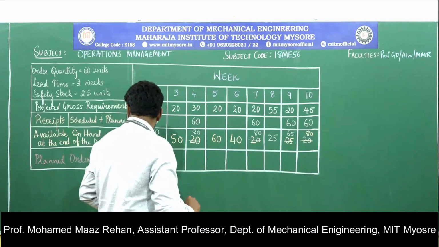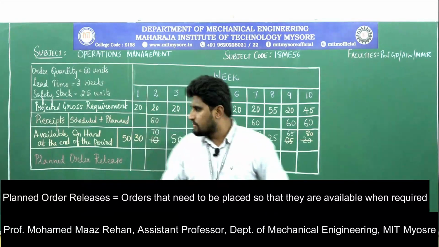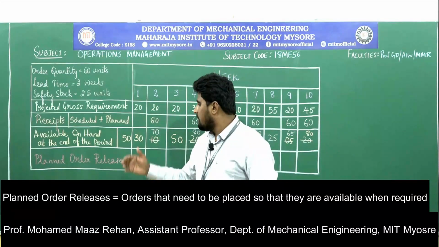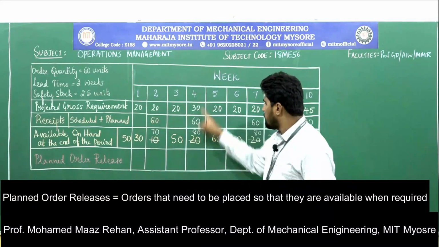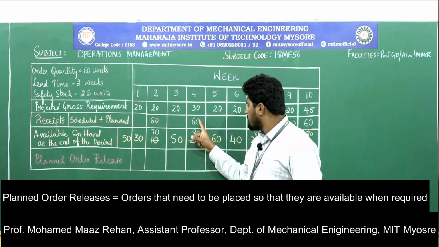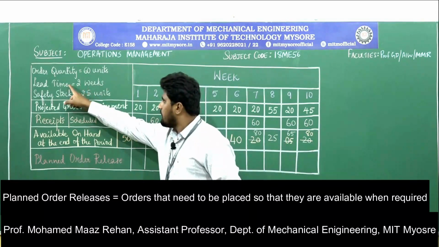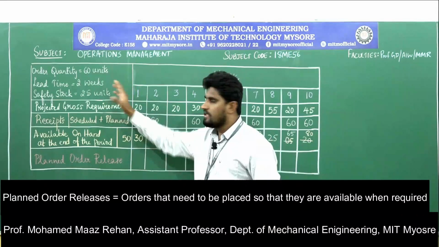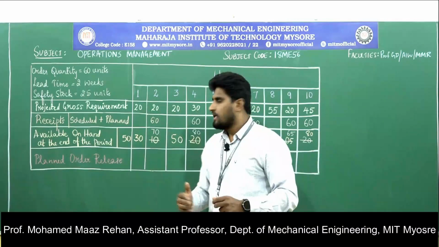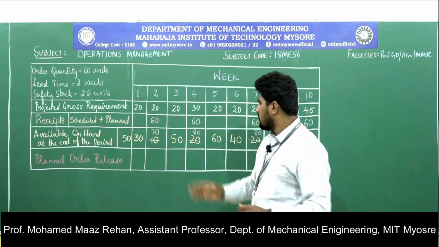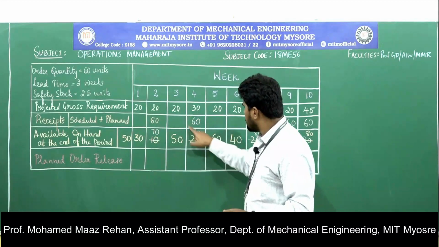Okay. So next, coming to the planned order release. What is the meaning of planned order release? Whenever you plan, I mean well in advance, see here in this same problem, in the fourth week you have to receive how many units? You have to receive 60 units, correct? Make sure that the lead time they have given is 2 weeks. So whenever you place an order, it requires 2 weeks to receive a particular product. So you have to plan well in advance.